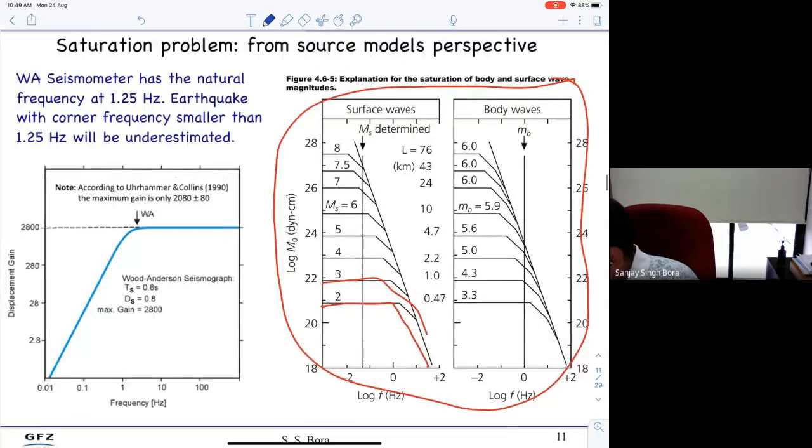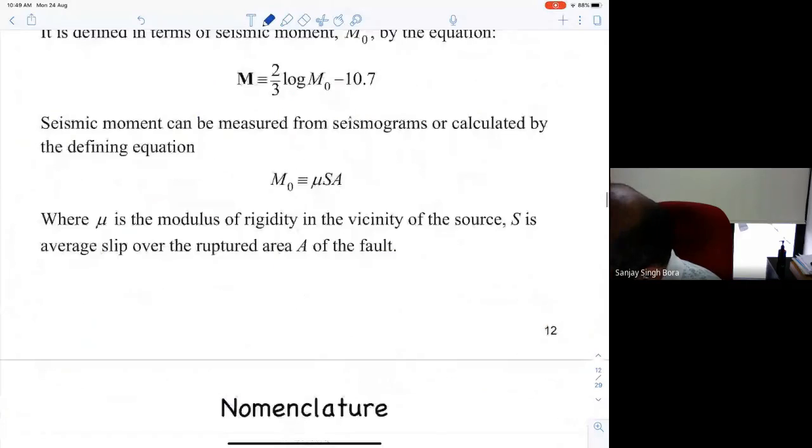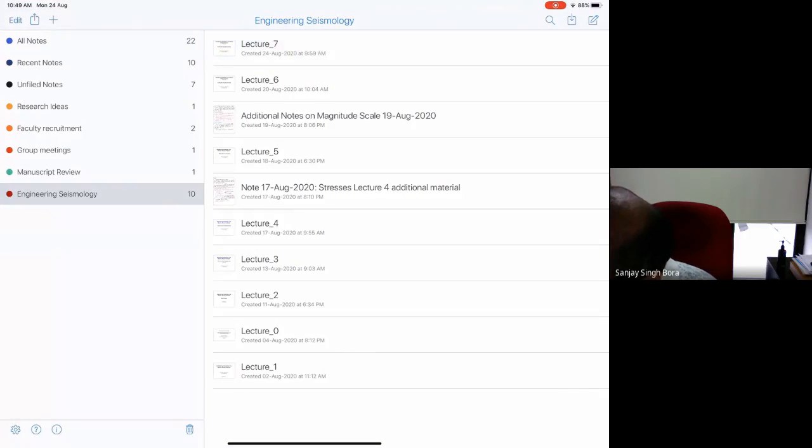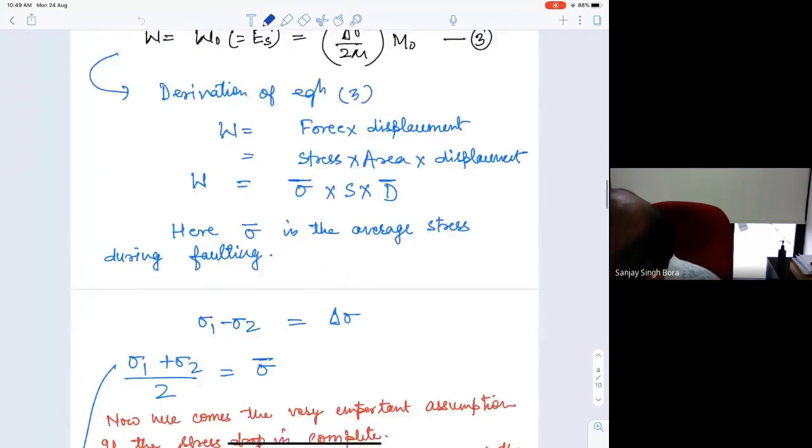But now, if you want to see it from a modeling perspective, this is also a physics-based model, but it is easier to understand here rather than saying it in words. So the source spectrum. I want to use a different page now. Additional notes on magnitude scaling. That's why I said this is a slightly difficult portion now.